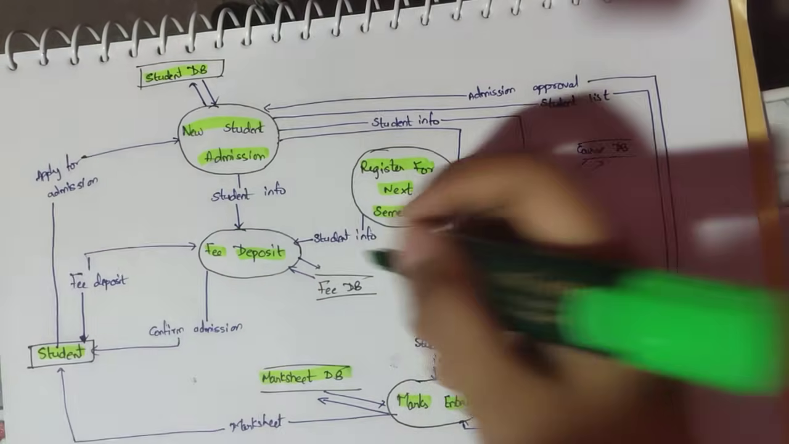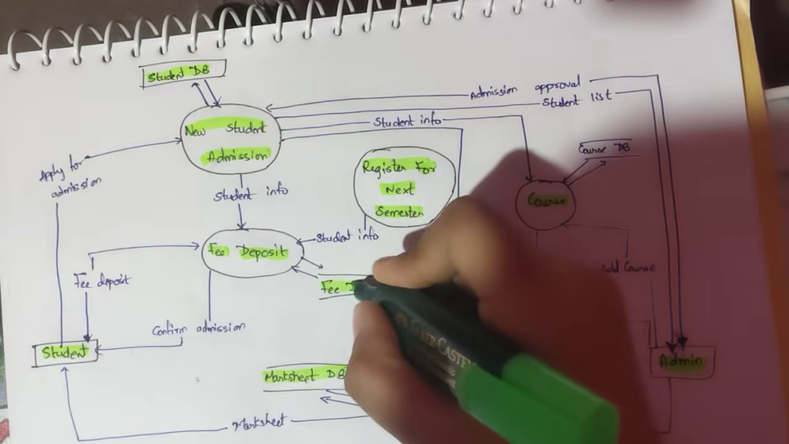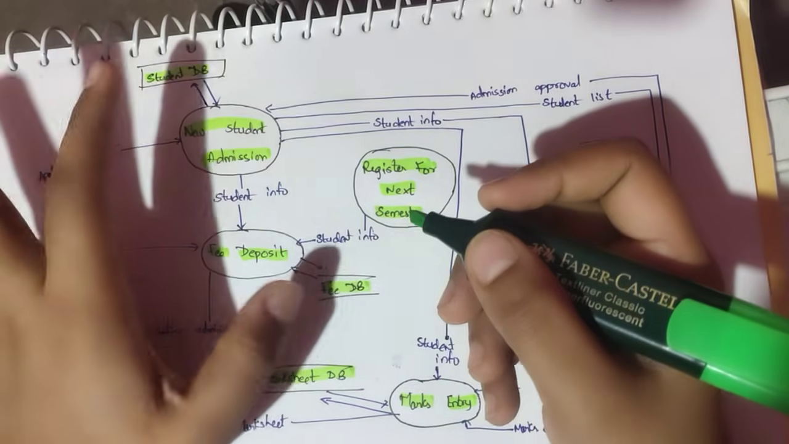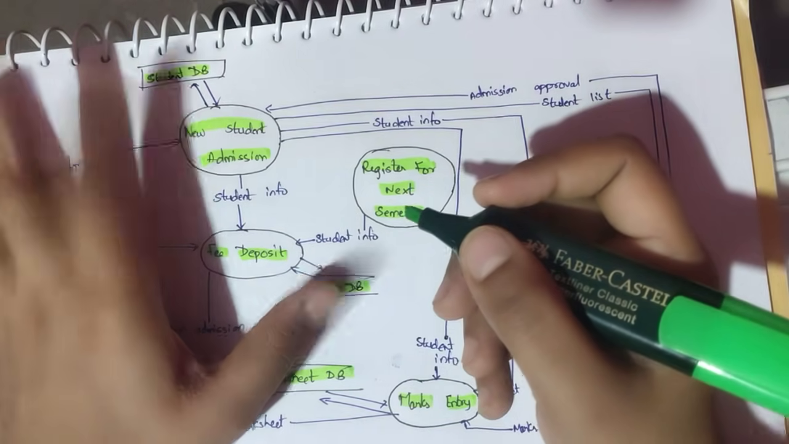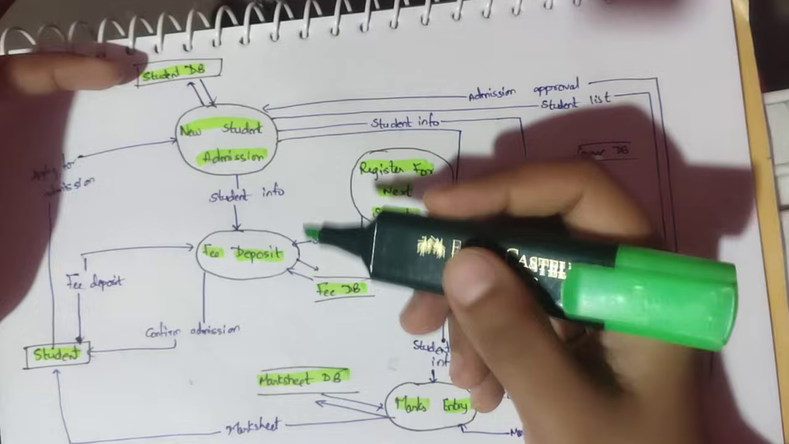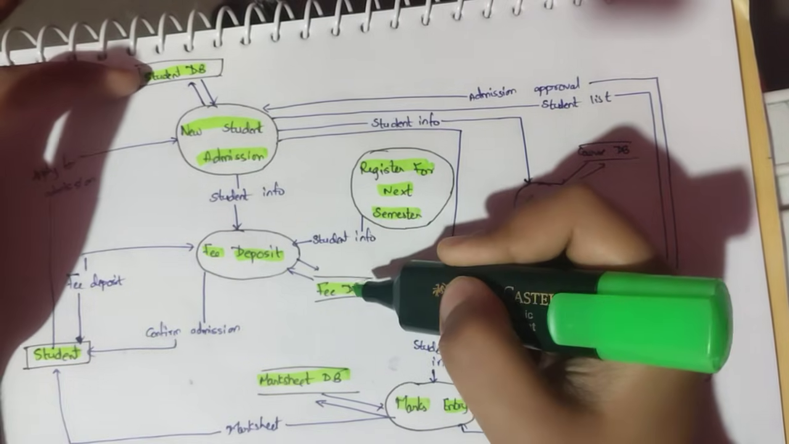Next is fee deposit, which will also be linked to the student admission DB. So when we write the hall ticket number, we can see whether he deposited the fee or not.